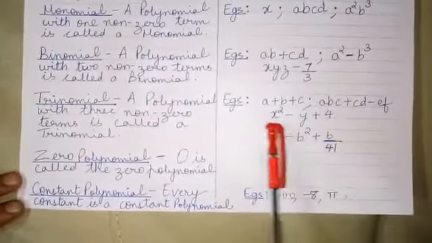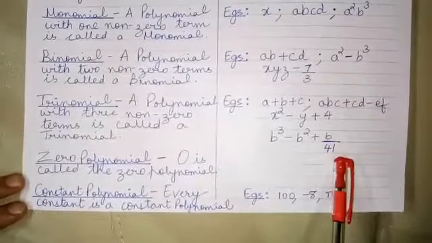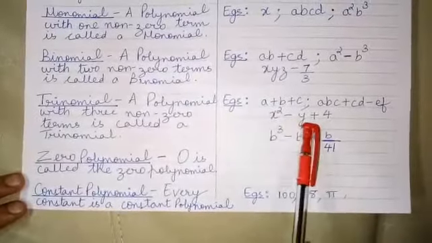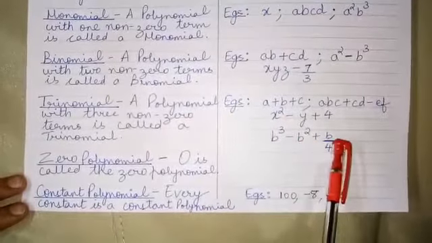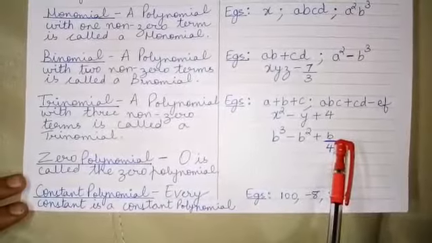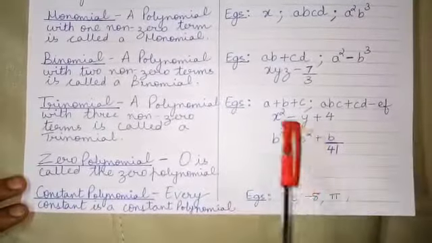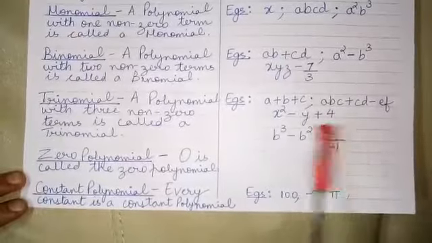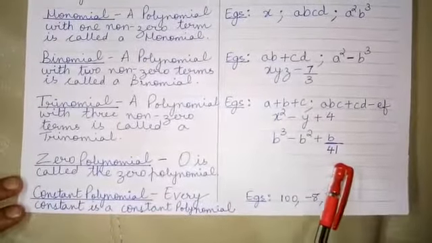Again, these expressions are algebraic expressions. They are polynomials because the powers of the variables involved are whole numbers. And each of these polynomials has three terms, 1, 2, 3 terms. And hence, these are trinomials.